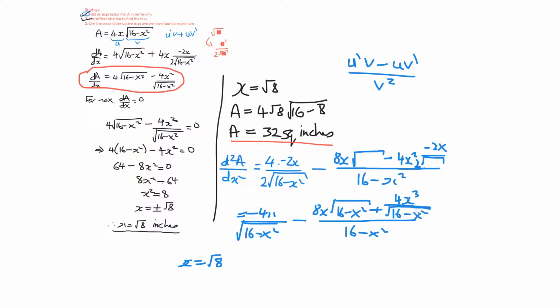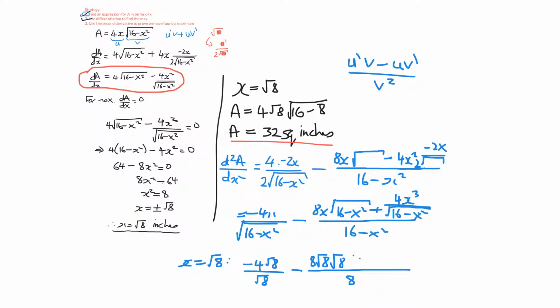Okay, let's go for it. We've got minus 4 root 8. And this bottom, we've got x squared is 8. 16 minus 8 is still 8. Square root 8 on the bottom. Minus, now we're going to have 8 root 8. And the square root of 16 minus x squared is another root 8. The bottom is 16 minus x squared. That's 8. There's 8s everywhere.